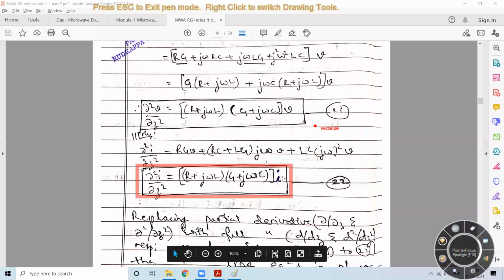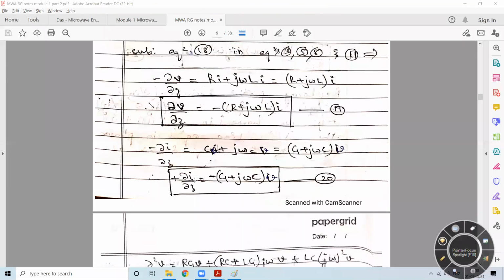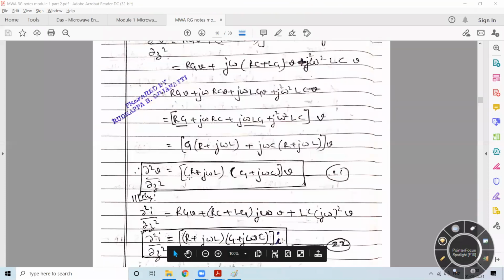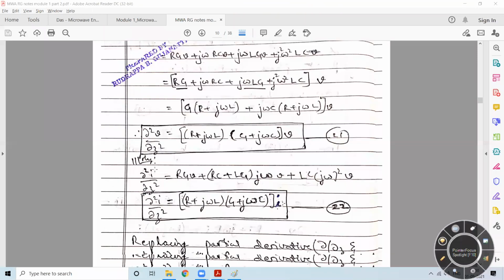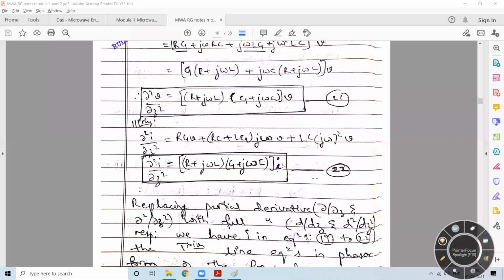In this, we have ∂V/∂z is equal to minus (R + jωL) I. ∂I/∂z is equal to minus (G + jωC) V. And ∂²V/∂z² is equal to (R + jωL)(G + jωC) V. Then ∂²I/∂z² is equal to (R + jωL)(G + jωC) I. So these are the things we will be obtaining.